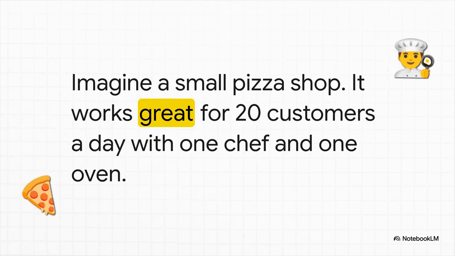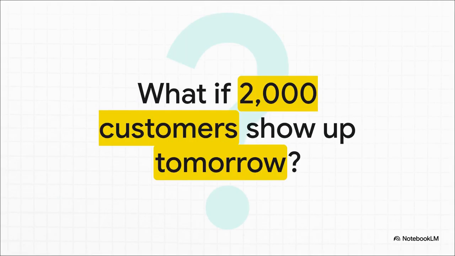Just picture your favorite little local pizza shop. You know the one. One chef, one oven. It's cozy, it's efficient, and it works perfectly for the usual neighborhood crowd of maybe 20 people a day. Now imagine that little shop goes viral on TikTok. Suddenly, you don't have 20 customers anymore, you have 2,000 people all screaming for pizza at the same time. The whole place would just collapse into chaos. That right there is the exact problem that system design is built to solve. It's all about planning for success before it actually happens.